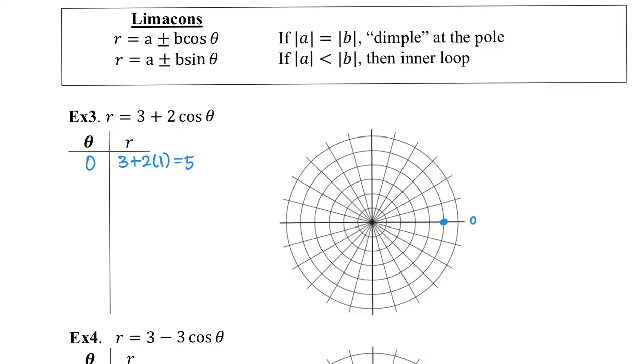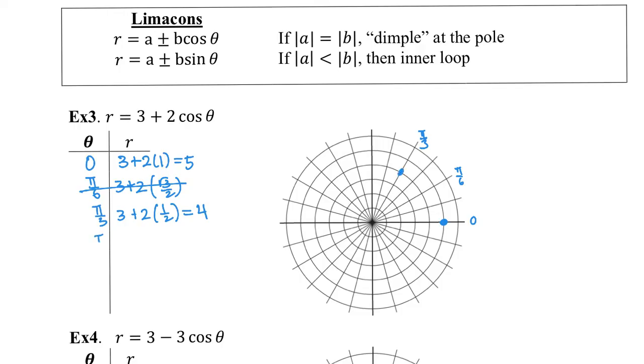Okay, now let me think. Pi over 6: 3 plus 2 times the cosine of pi over 6 involves root 3 over 2. There's nothing wrong with this point, but I just don't want to use it because it's inconvenient. Let me skip to pi over 3 now. Again, I only skip pi over 6 because it's not going to have a nice answer. The cosine of pi over 3 is 1/2. So 3 plus 1 is 4.